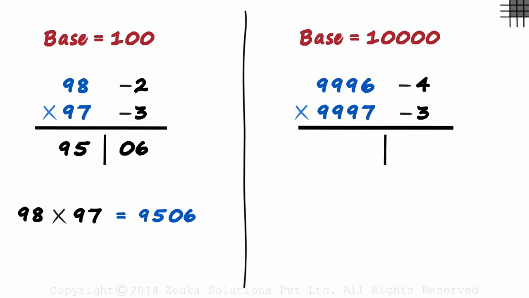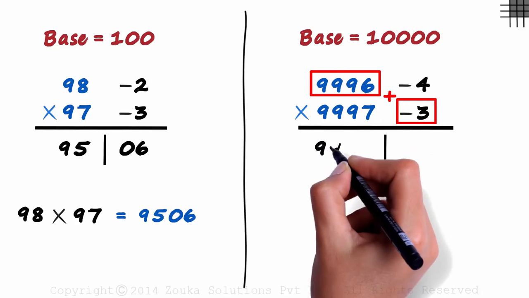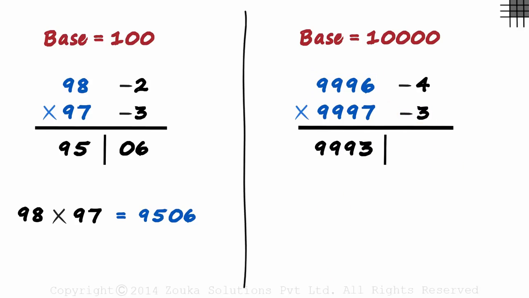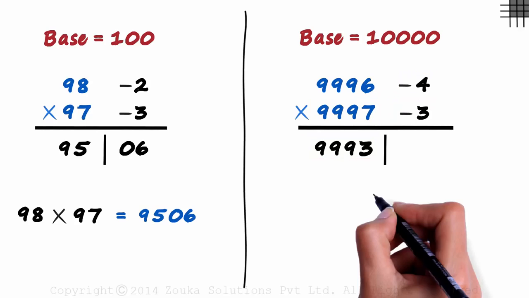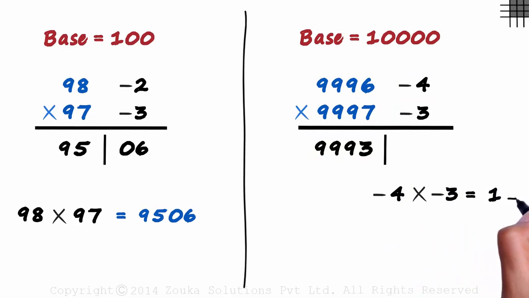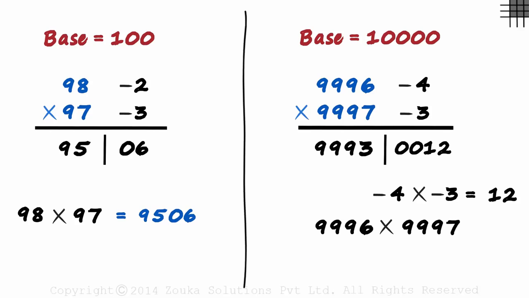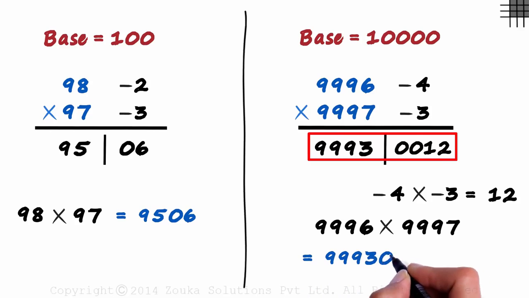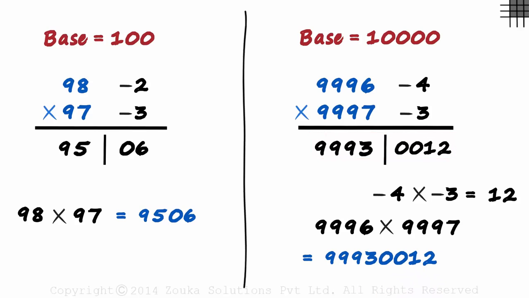Then we make the partition, sum on the left and the product on the right. This plus this is 9,993. The sum of these two will also give us 9,993. The product will be minus 4 times minus 3, which equals 12. The number of zeros in the base is 4, which means we will have 4 digits on the right. 12 will be written as 0012. That's our answer. The product of these two numbers will equal 99930012. Wasn't this quick? Faster than a calculator, you think?